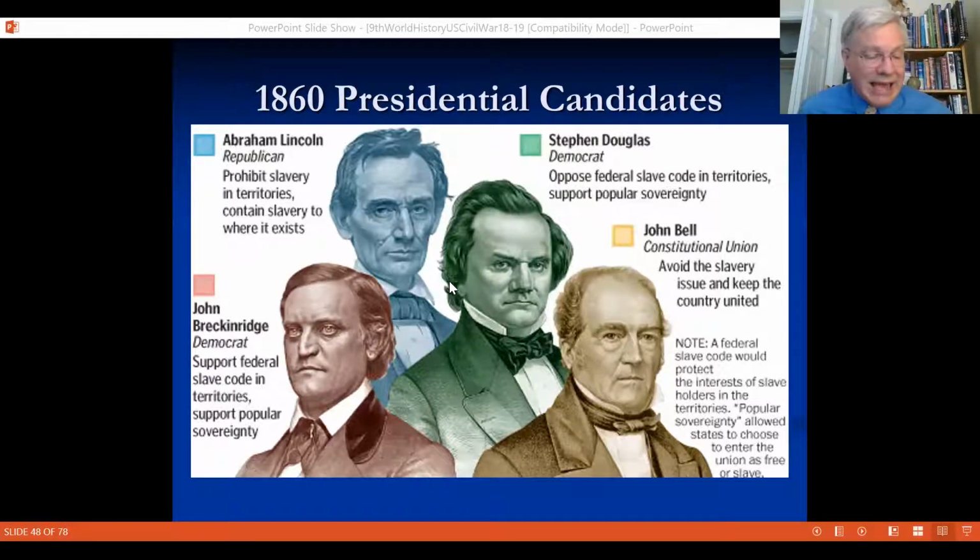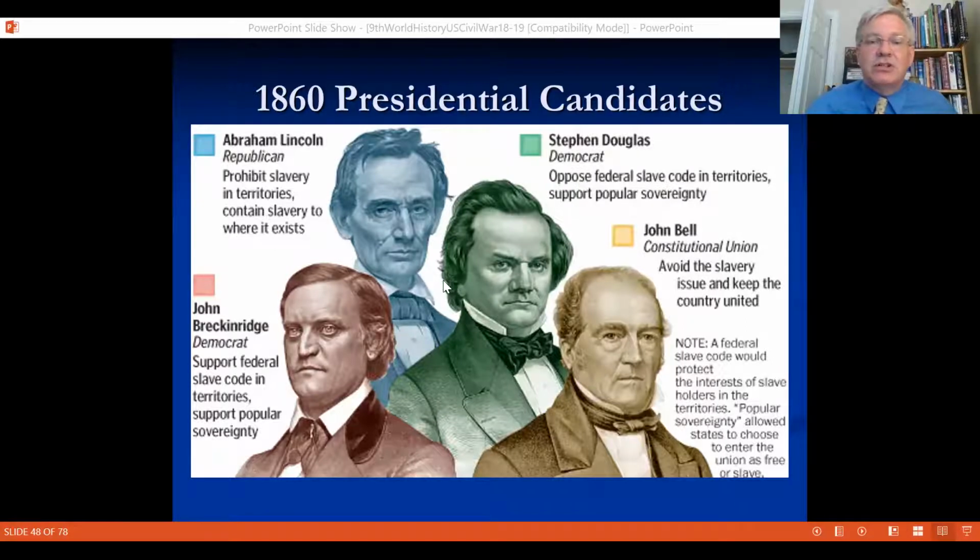Breckinridge, 0.8 million. And he did very well in the South. He actually came in second in electoral votes. He got 72 electoral votes, Breckinridge did. And then Bell came fourth as far as popular vote, 0.5 million, just 500,000 votes. But he carried the states of Virginia, Kentucky, and Tennessee.